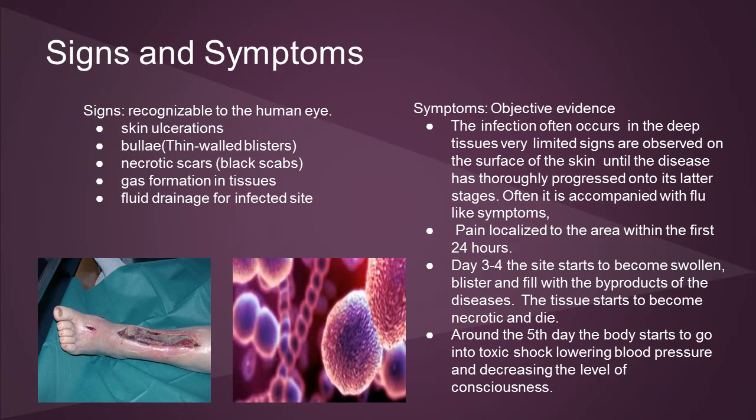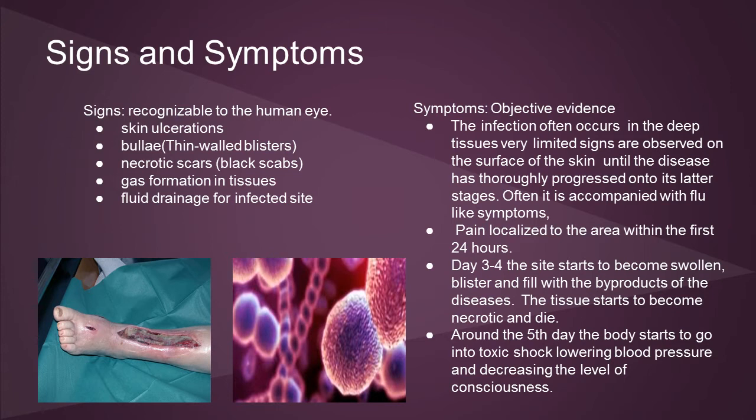Signs and symptoms. Signs recognizable to the human eye. Often you will see skin alteration. You will see thin-walled blisters, necrotic scars that are often notable due to black scabs. There is gas formation in the tissues, and often fluid drainage from the infected site.